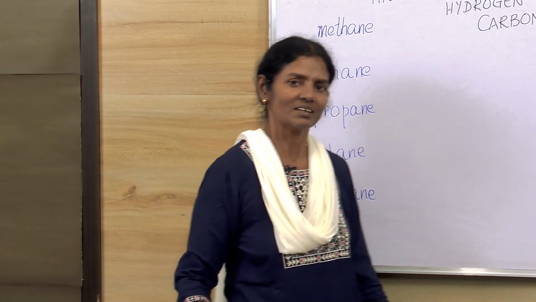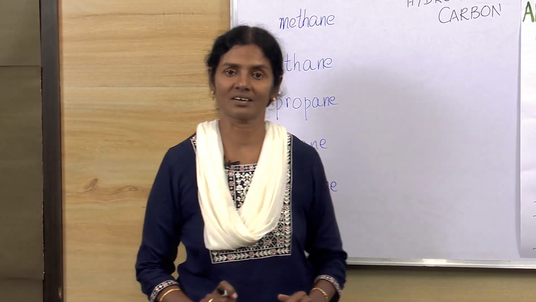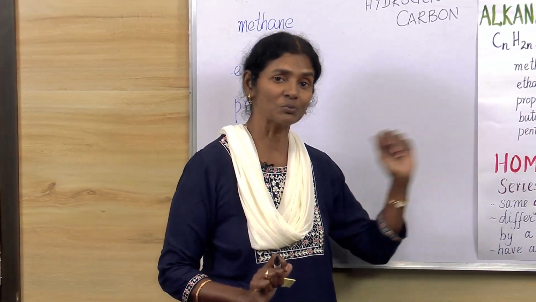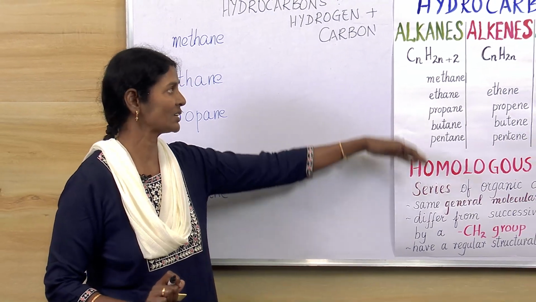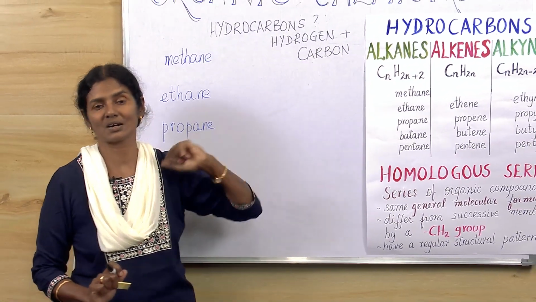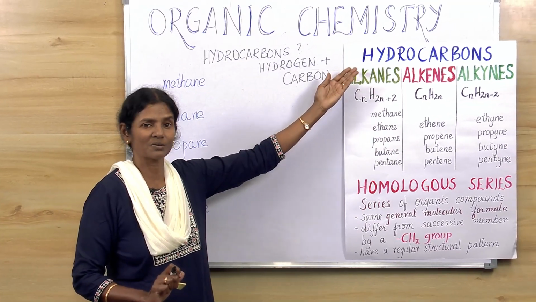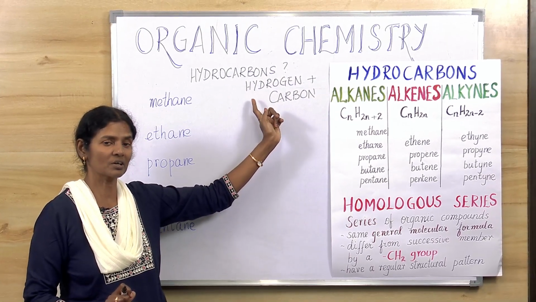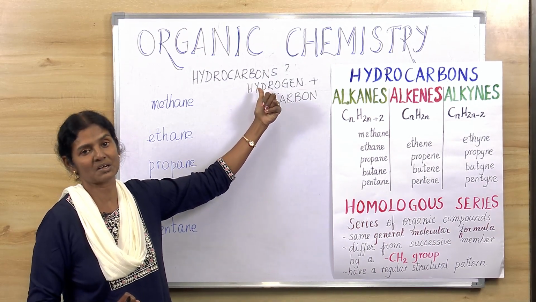Hello students, in this video we are going to see what homologous series are. There are so many series, but what do we know about homologous series? Before going into that, to understand that, we need to know about hydrocarbons. What are hydrocarbons? Very simple. Hydro, so hydrogen. Carbon. A compound containing hydrogen and carbon is called a hydrocarbon.